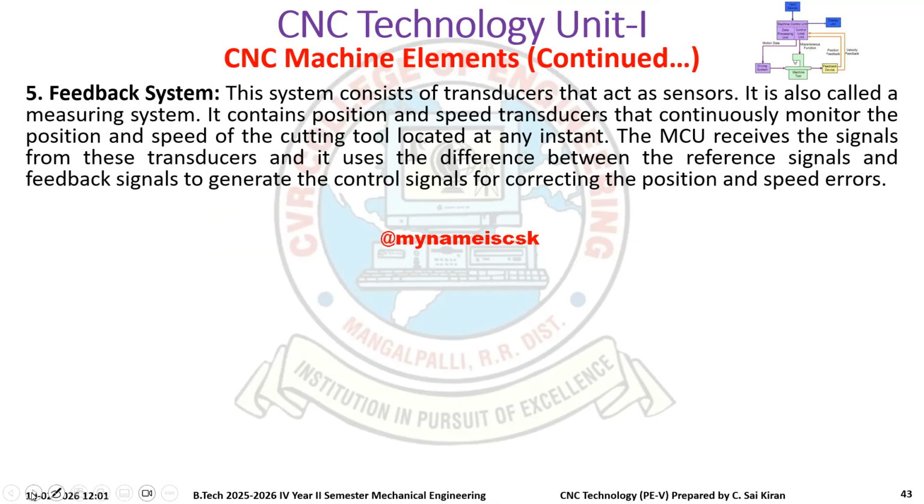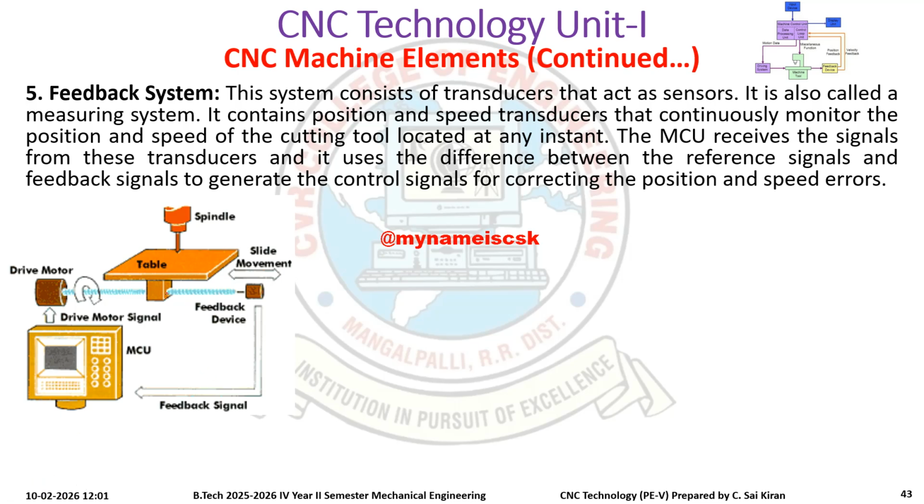Next is the feedback system. This system consists of a transducer acting as a sensor. Here you have a table and a drive motor. Suppose you have given that the x-axis has to move 50 mm. The feedback has taken that the x-axis has moved 49.99 mm. So it will give the feedback that there is an error of 0.01 mm. So this MCU will again give instructions to the motor so that the feedback is adjusted.